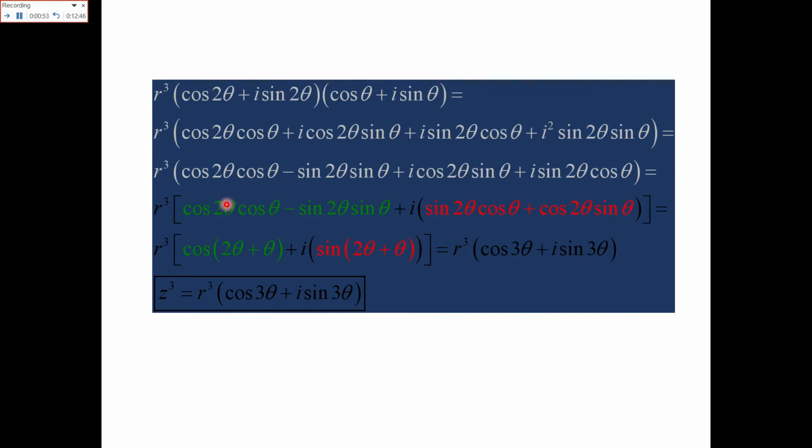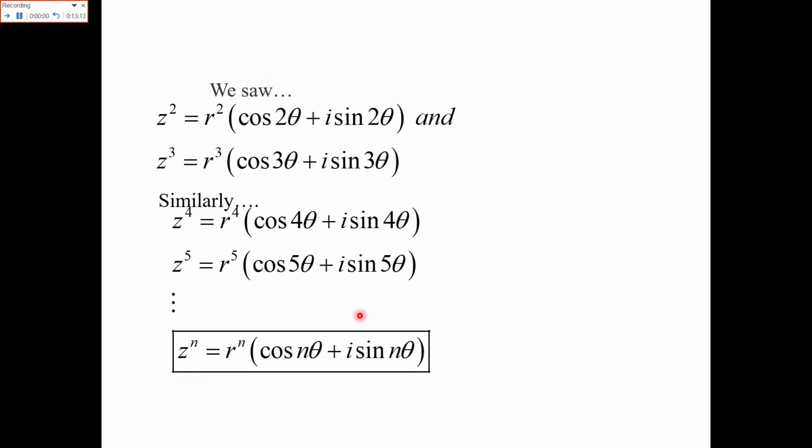Now this is the formula. We can write it as cos (2 theta plus theta) plus iota sin (2 theta plus theta), which is basically the definition of cos 3 theta. So it becomes cos 3 theta plus iota sin 3 theta. Here z cube is equal to r cube (cos 3 theta plus iota sin 3 theta).